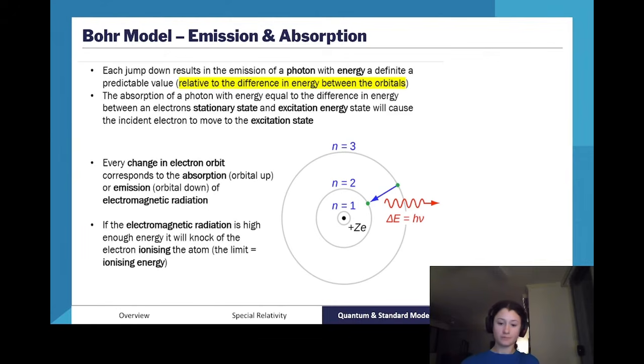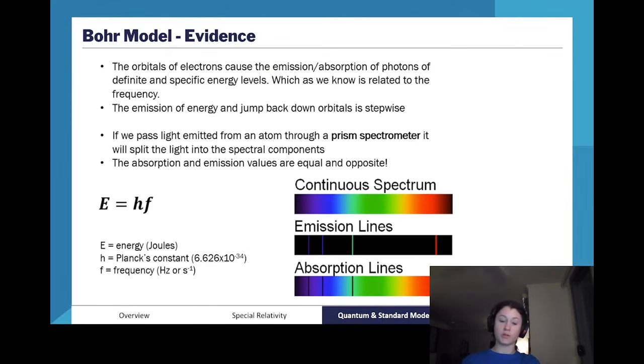Alright, so now let's get into the emission and absorption spectra, which is what I was talking about before. As I said, the Bohr model tells us that the orbitals of electrons cause the emission and absorption of photons of definite and specific energy levels. And we know that this is related to the frequency of the light emitted or absorbed.